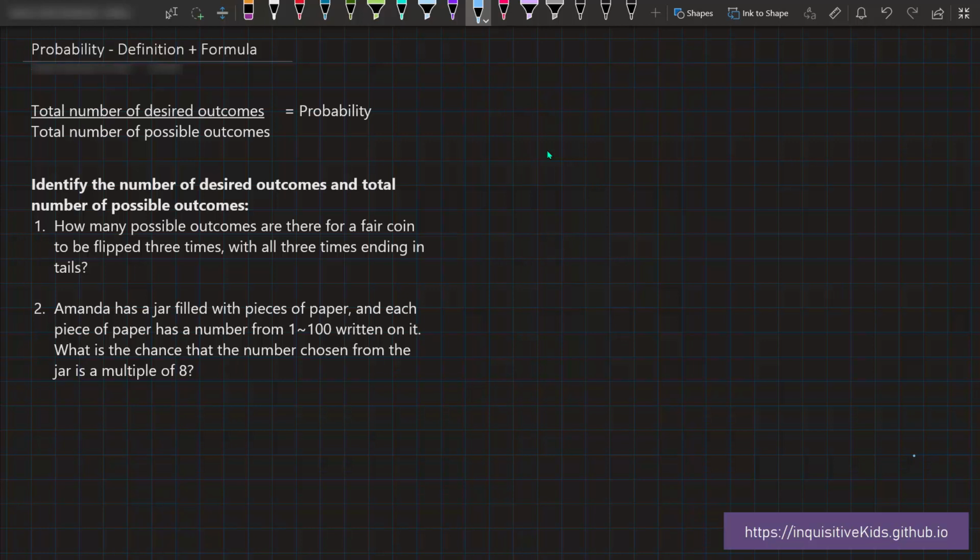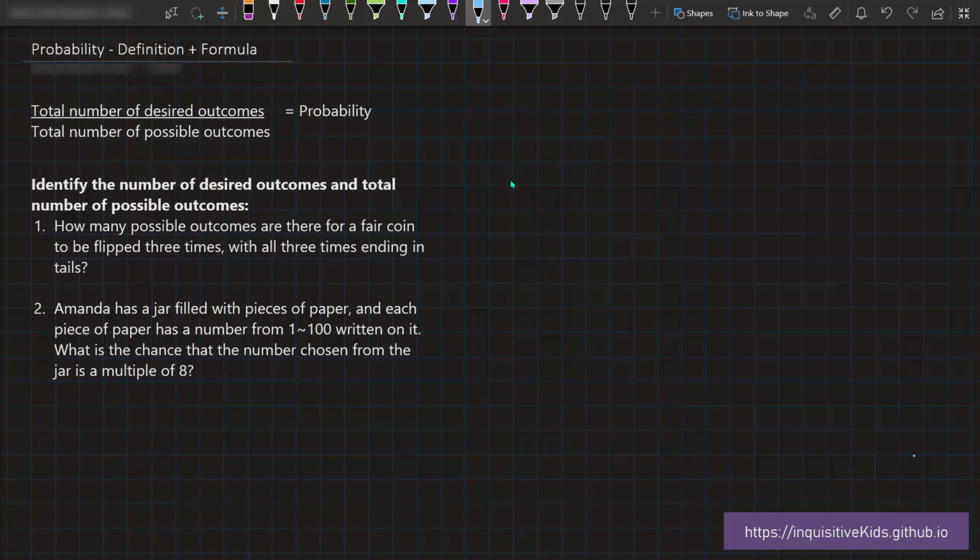So in order to understand further what I mean, let's look at some examples. Identify the number of desired outcomes and total number of possible outcomes in the following problems. How many possible outcomes are there for a fair coin to be flipped 3 times, with all 3 times ending in tails? So let's first find our total number of possible outcomes. How many different outcomes are possible for flipping a fair coin 3 times?